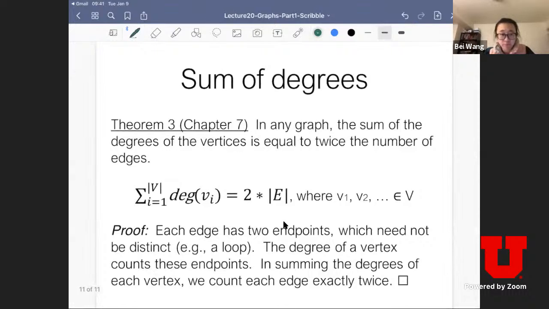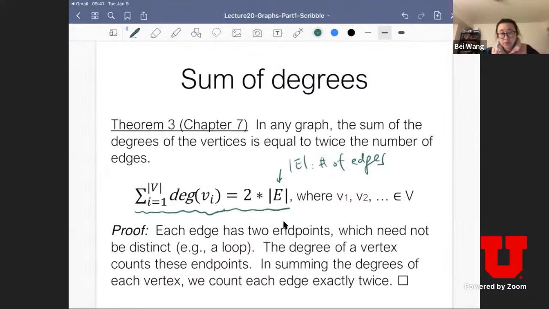And finally, we have one last simple theorem, theorem 3 from chapter 7, that is about the sum of degrees for a graph. So for a given graph, the theorem says that the sum of the degrees of the vertices is equal to twice the number of edges. So the sum of the degrees of all the vertices is equal to 2 times the size of the edge set. Here, this means the number of edges in the graph.